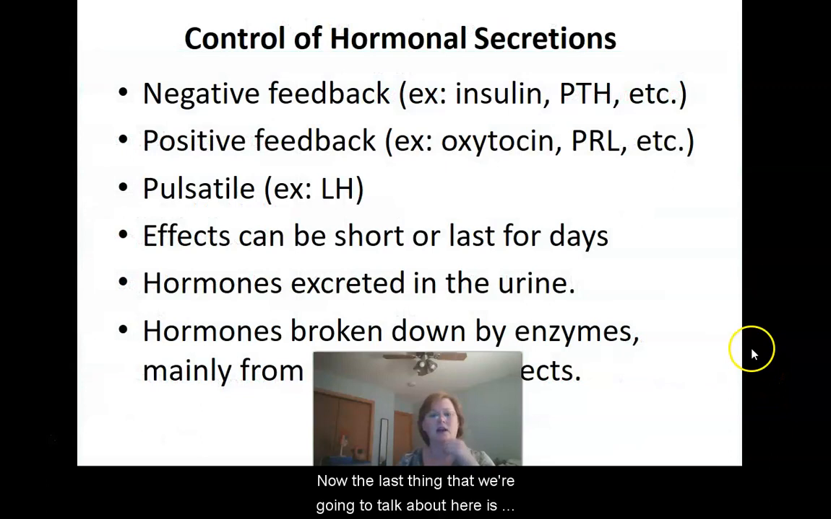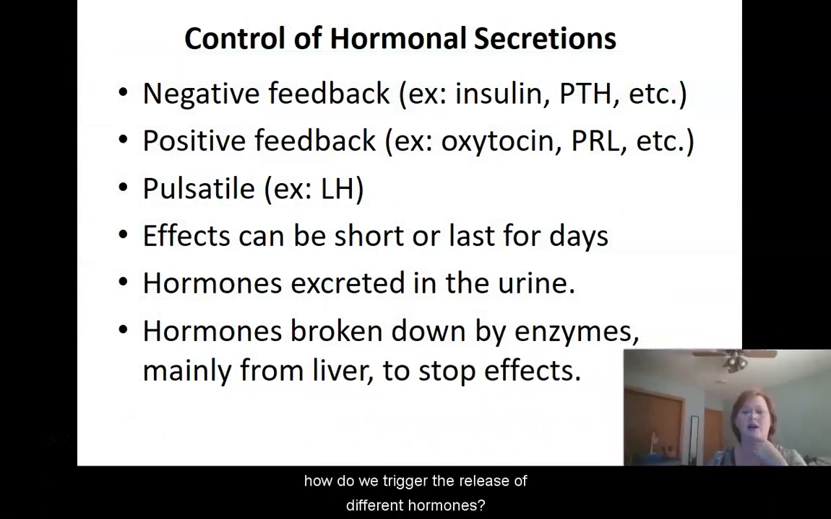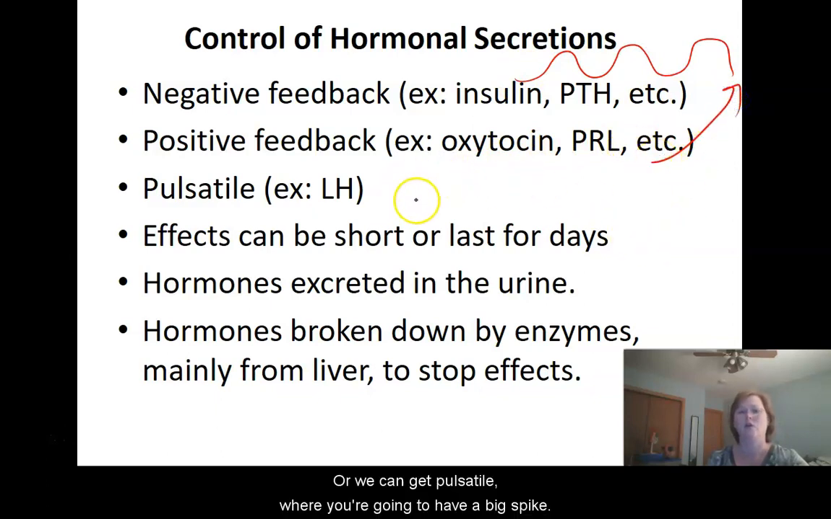Now the last thing that we're going to talk about here is how do we trigger the release of different hormones. So we're going to do that using positive and negative feedback, and we've talked about that some before with homeostasis. So we can get this kind of fluctuating levels, or we can get acceleration of levels, or we can get pulsatile, where we get a big spike.